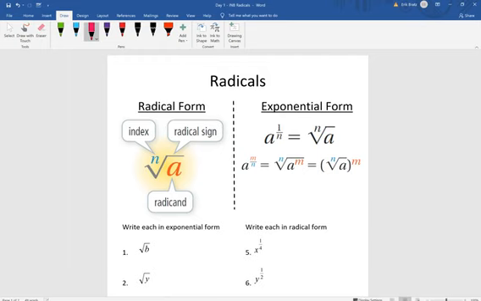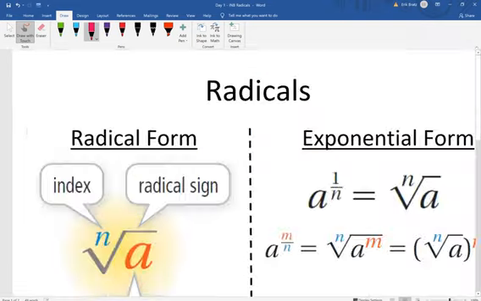So first things first, let's go ahead and take a look at our two different types of forms. So let me go ahead and zoom in here. Oh, if it'll let me try this. There we go.